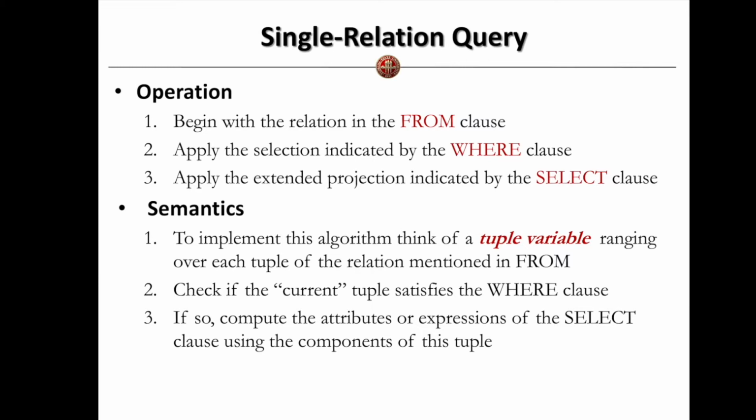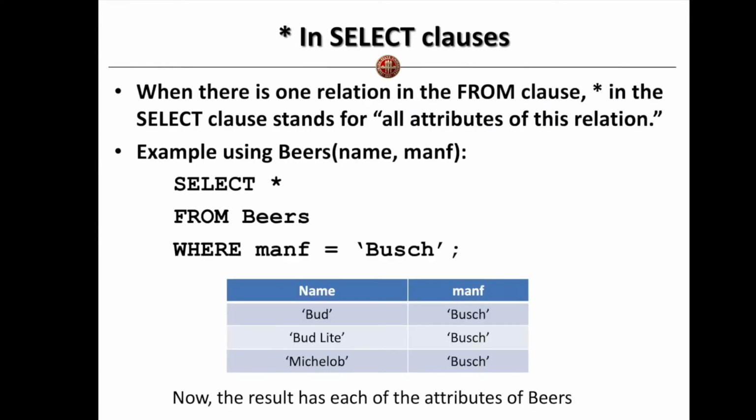The select from where example we showed before is just one example. Sometimes we don't need to select particular attributes. We just want to return all attributes. If so, then you can use a star in the select clause. What does this mean? When there is one relation in the from clause, the star in the select clause stands for all the attributes of that relation.